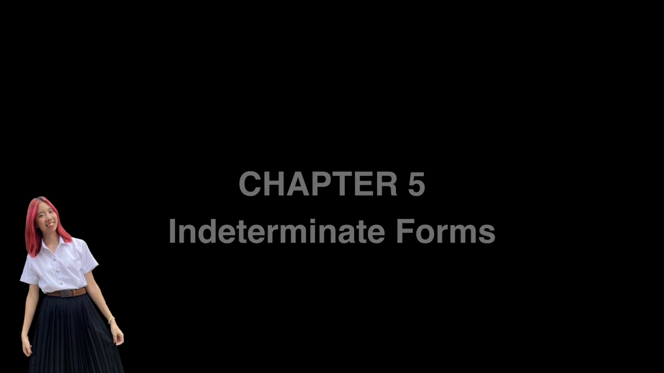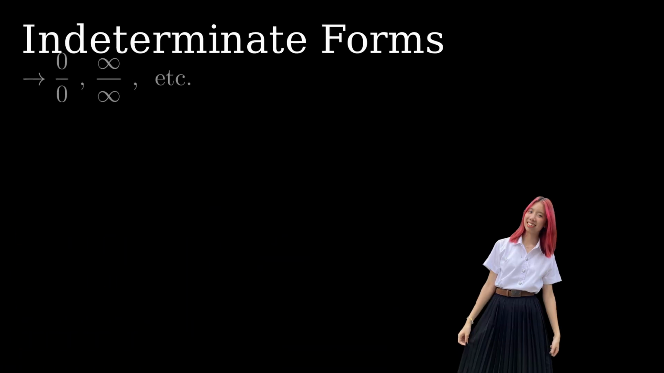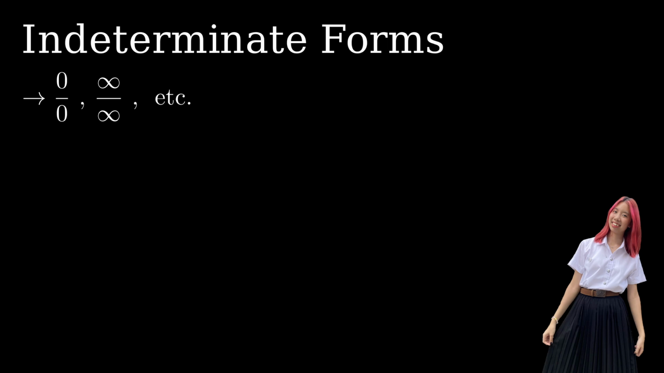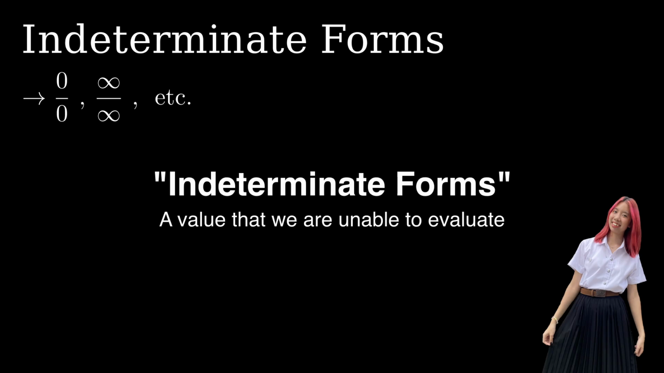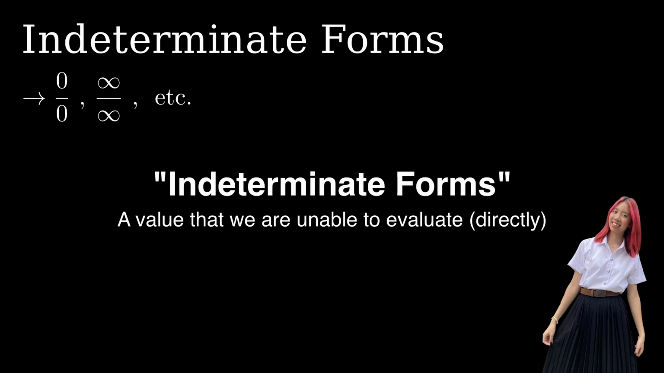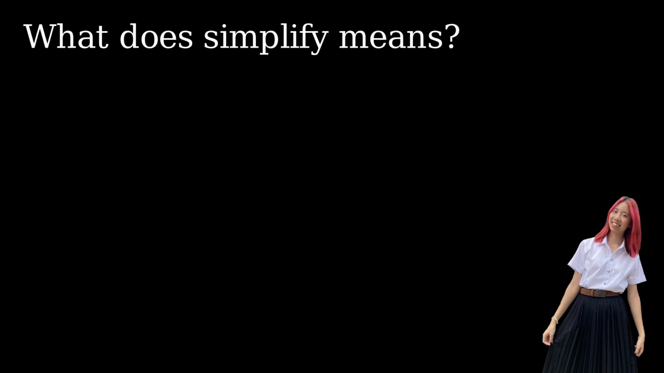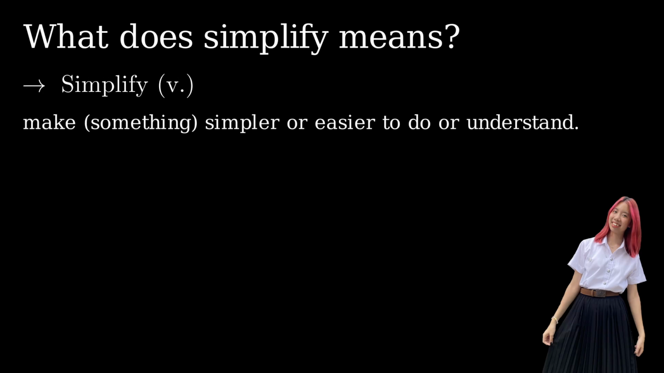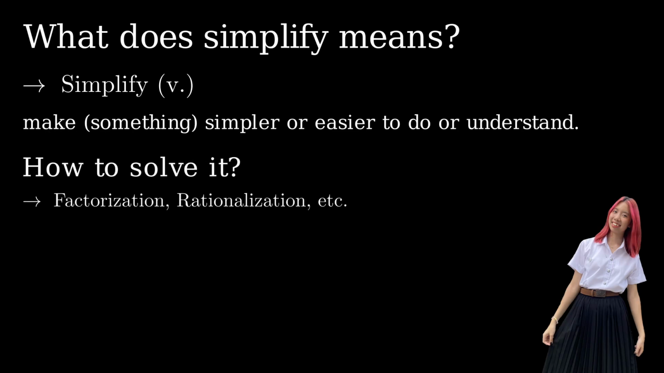Now, let's talk about indeterminate forms, another common challenge in limits. Sometimes, when we plug a number into a function, we get something like 0 over 0, infinity over infinity, etc. This is called an indeterminate form, meaning a value that we are unable to evaluate. It doesn't mean the limit doesn't exist, it just means we need to simplify first. What does simplify mean? Simplify is a verb that means to make something less complicated and therefore easier to do or understand. Then, how to solve it?